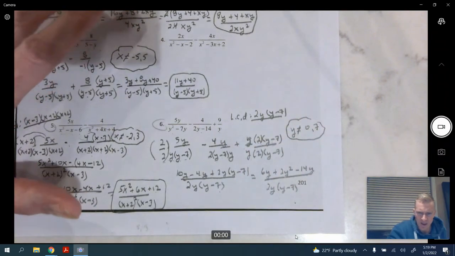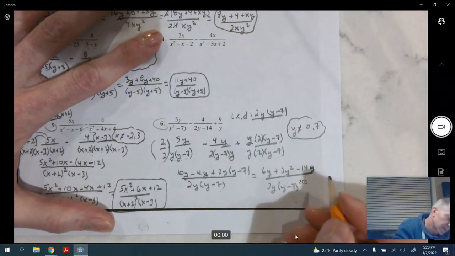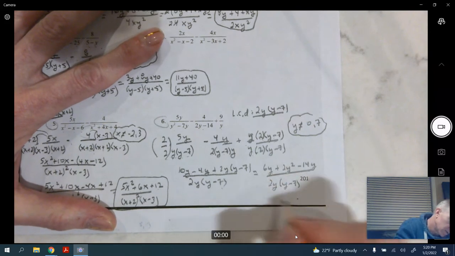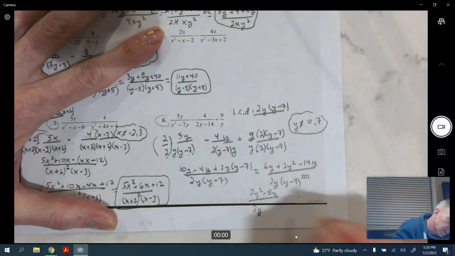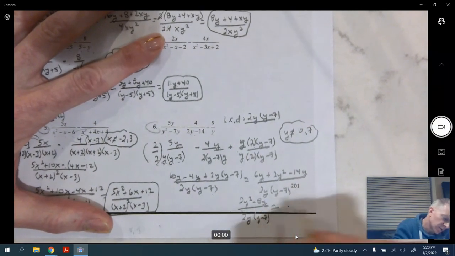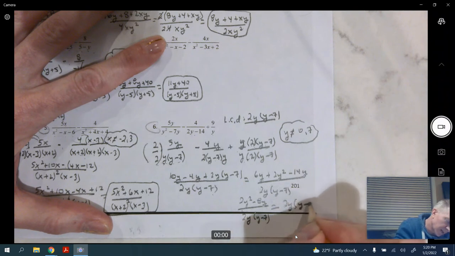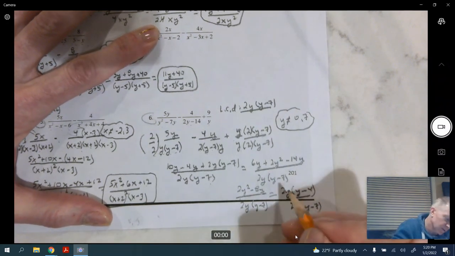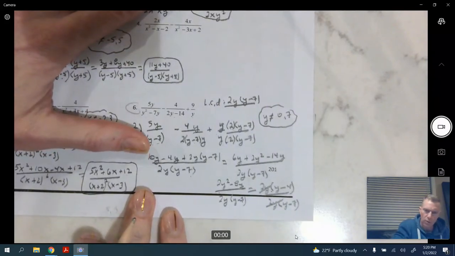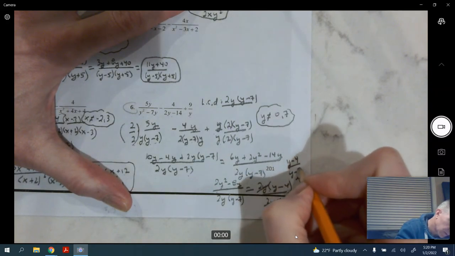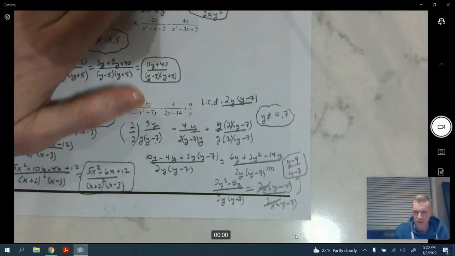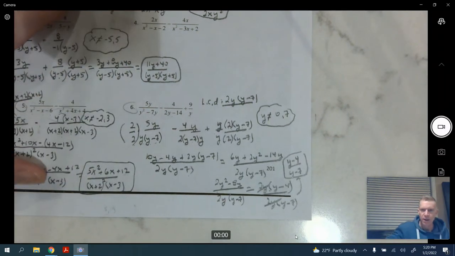Okay, and let's simplify. So we've got 2y squared minus 8y over 2y times y minus 7. Okay, this we can factor a 2y out of both of these. So 2y times y minus 4 over 2y times y minus 7. And the 2y's cancel. And we get y minus 4 over y minus 7. Okay, so that simplifies quite nicely. All right, and that's all for now.